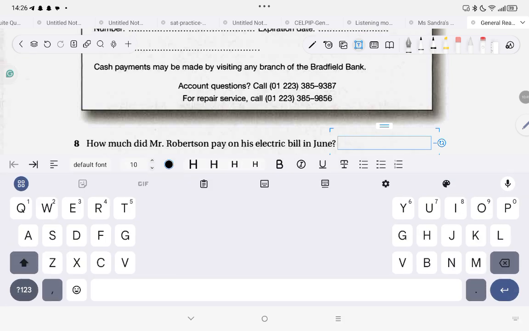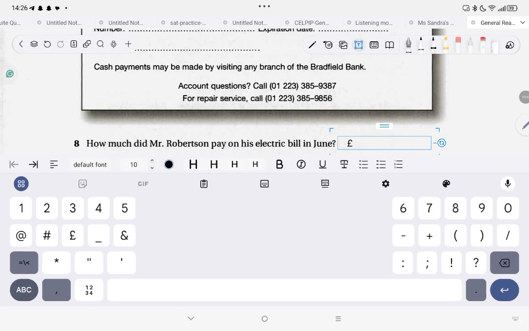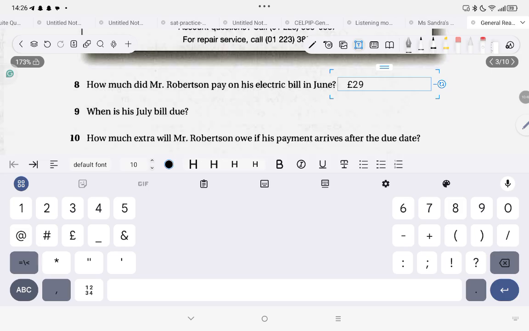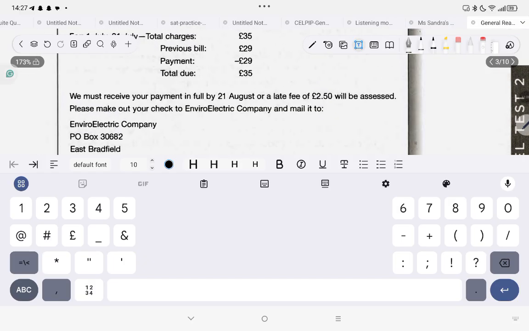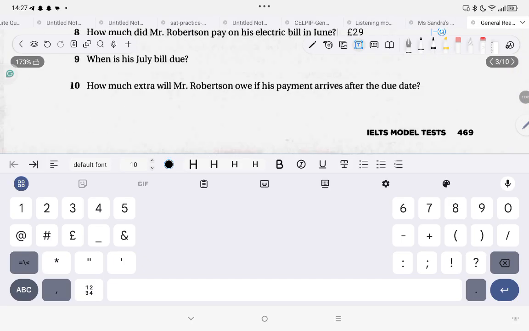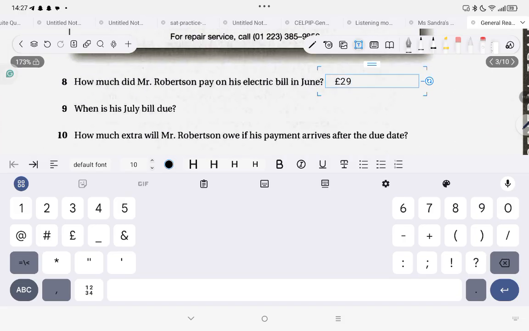So remember, you have to write the symbol, £29. By the way, if you don't know how to do this on the laptop, please quickly learn how to write the different symbols on the laptop. It's important. When is this July bill due? It is due. It says we must receive your payment in full by 21st August. So 21 August.